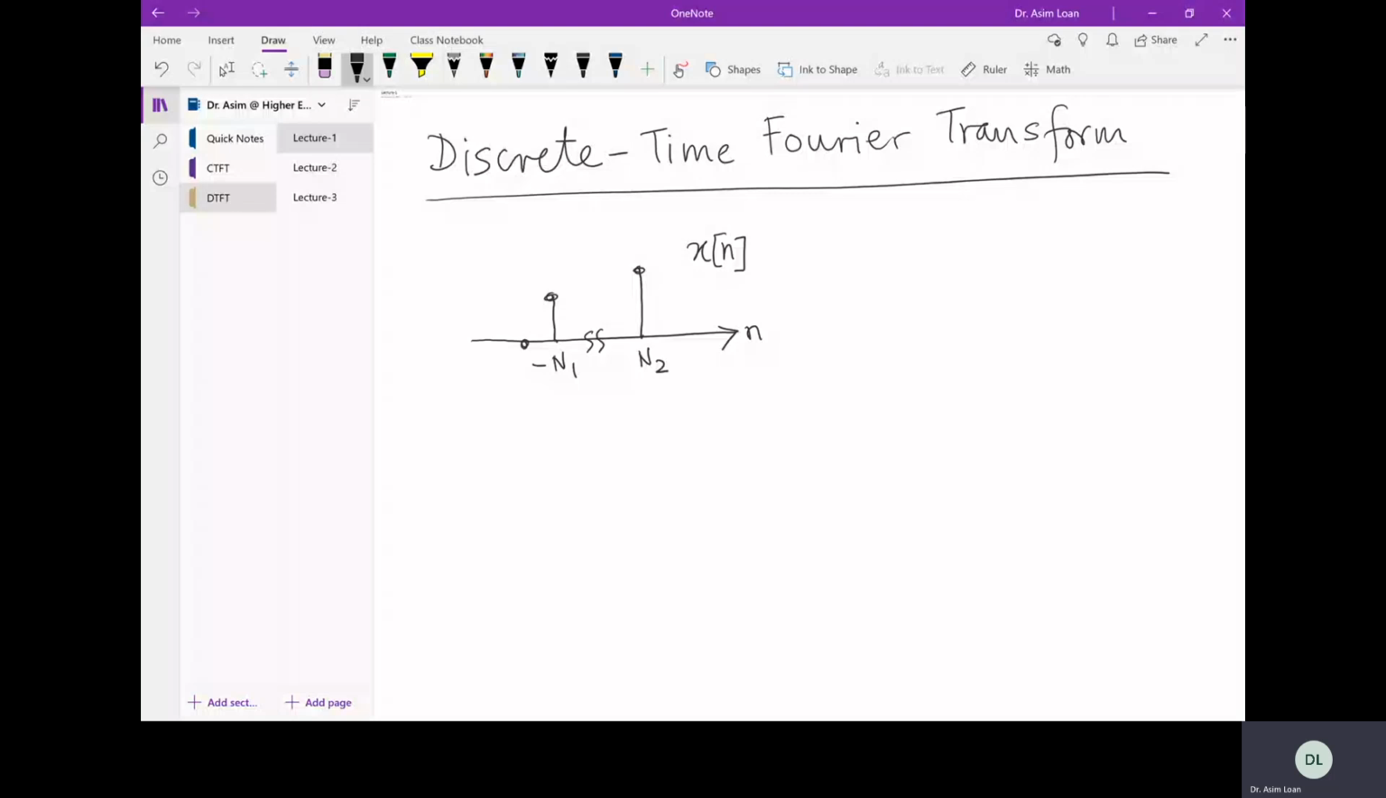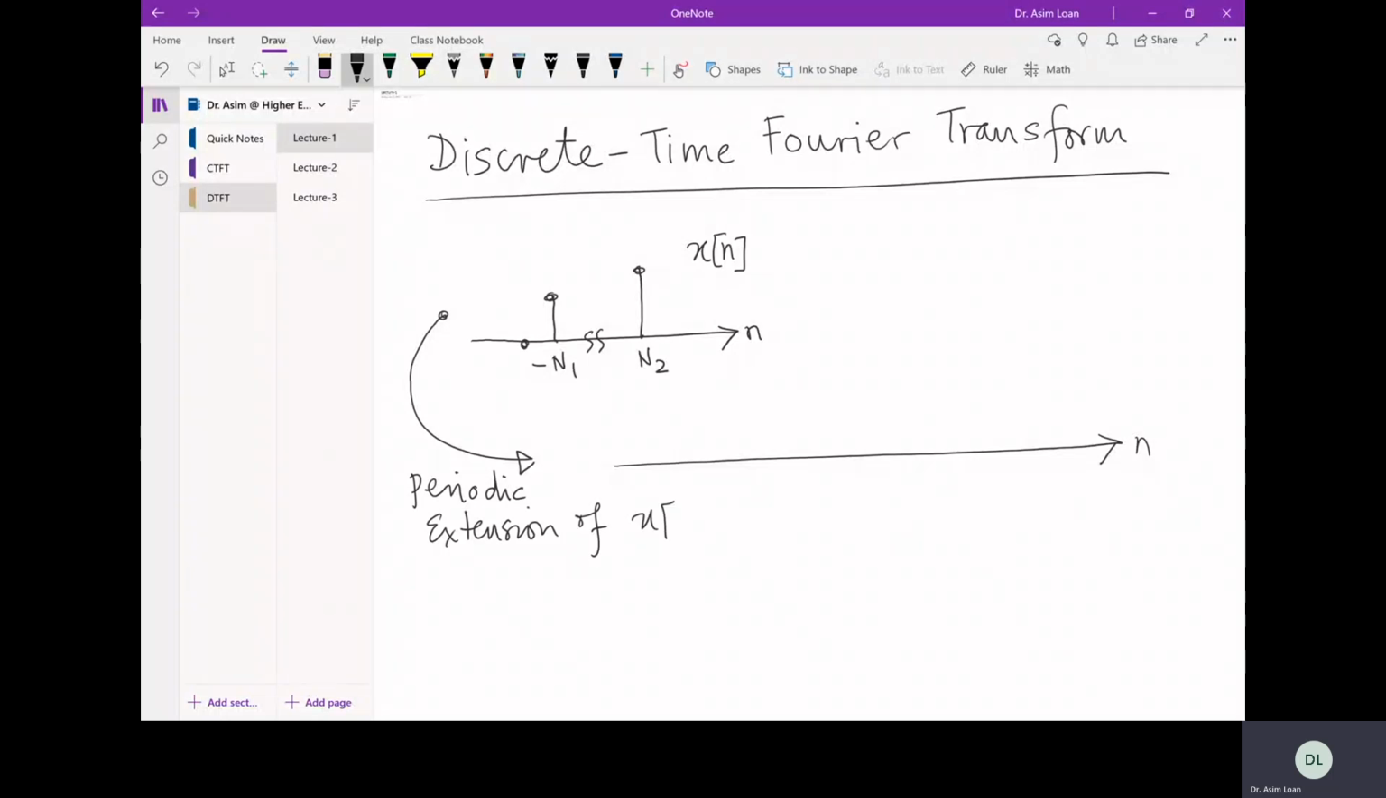So from here to here, it's periodic extension of x of n, and this gives me x tilde of n. And obviously from x tilde n to x of n, we know if we make the time period go to infinity, the periodic signal becomes an aperiodic signal.